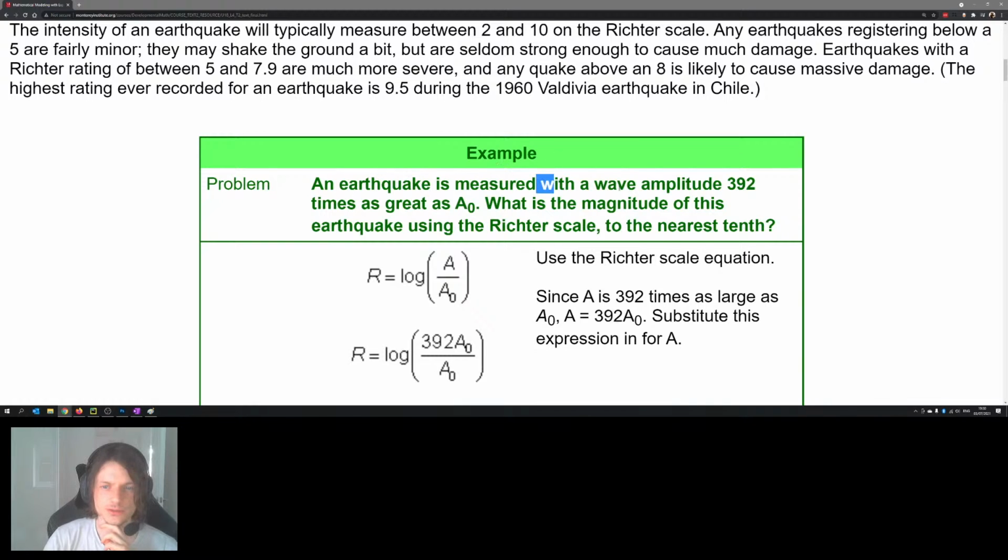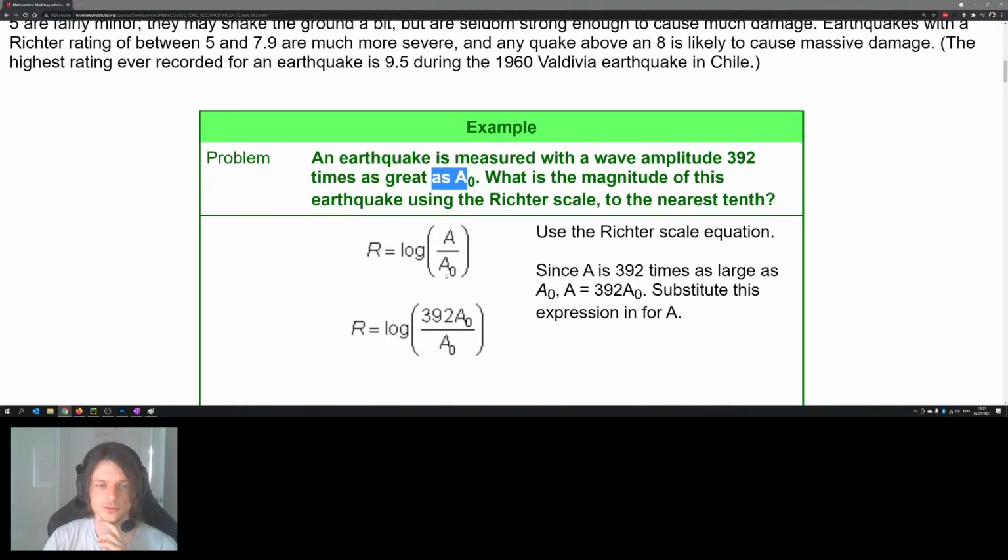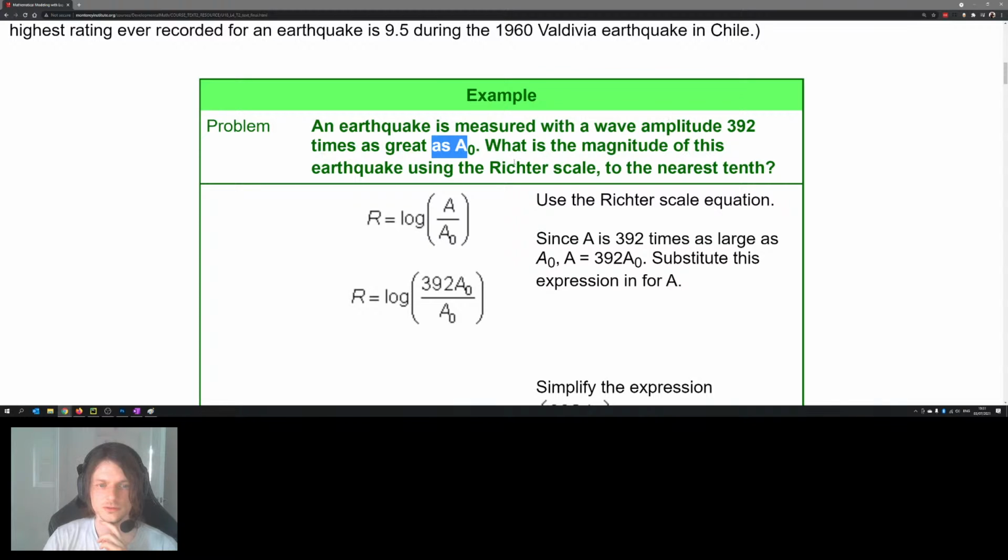Example: an earthquake is measured with a wave amplitude 392 times as great as A sub naught. What is the magnitude of this earthquake using the Richter scale, to the nearest tenth? What is the magnitude? It's going to be 392 times A sub naught divided by A sub naught, and a log of that.